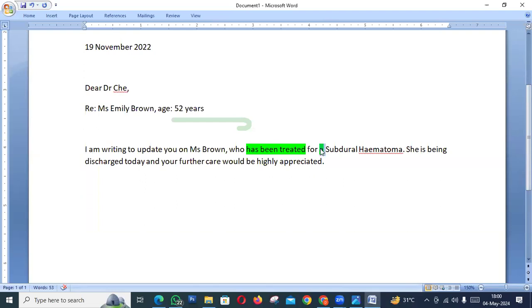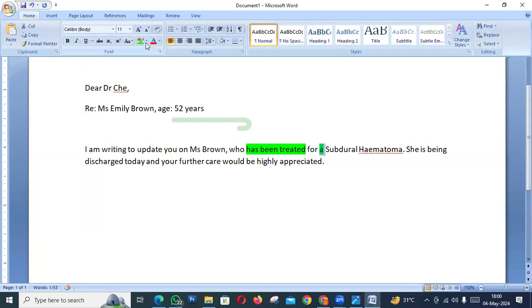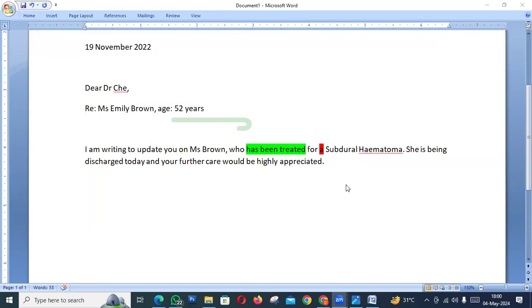So this is wrong. We don't use an article with a medical diagnosis. This is a common mistake. You don't need to worry. We are here to learn, and using an article with a medical diagnosis is a common mistake.